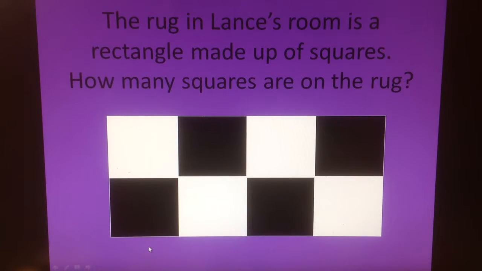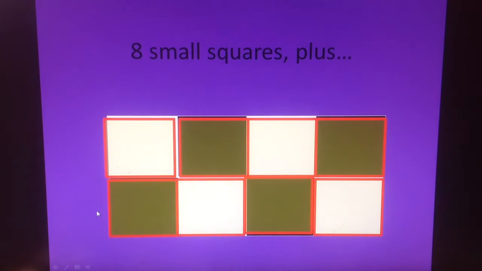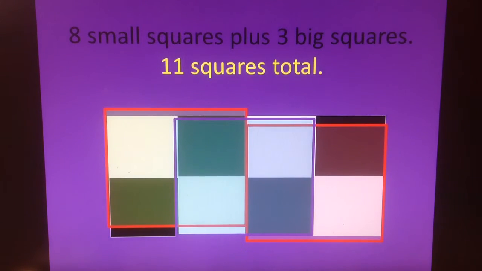Okay, this is the kind of question we looked at today. The rug in Lance's room is a rectangle made up of squares. How many squares are on the rug? Well, at first we can see there's 8 small squares in front of us, but then are there bigger squares hidden inside there? This is tough. 8 small squares plus 3 big squares, and it was hard for me to highlight this in a way that was clear, but can you see that there's a square here made up of the 4 squares, and there's also a square in the middle. I highlighted it in purple, and then there's a square on the right made up of 4 squares as well. They overlap, but that's okay.